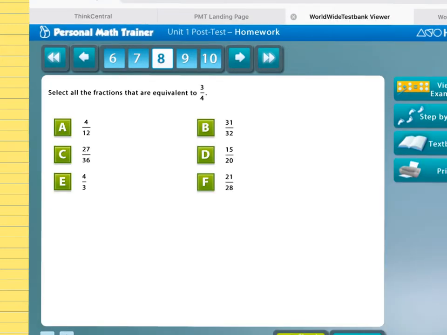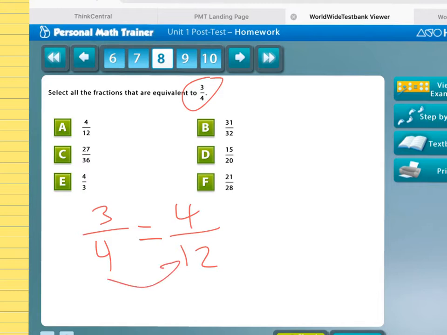They're asking us to find all equivalent fractions to 3/4. So basically, what I do is I check each and every one, because the double rainbow strategy will tell me that. So how can I move from 4 to 12? It's a times 3. And is 3 times 3 equal to 4? No, so this one doesn't work.